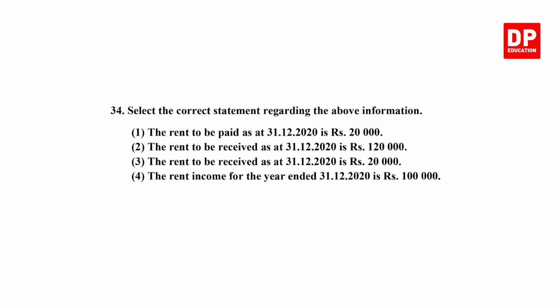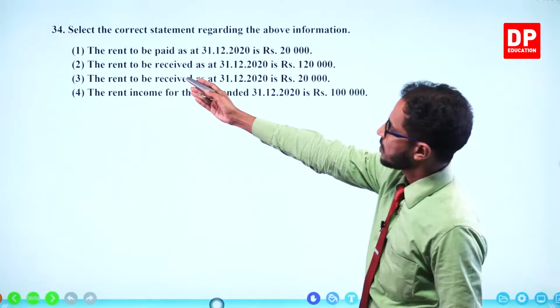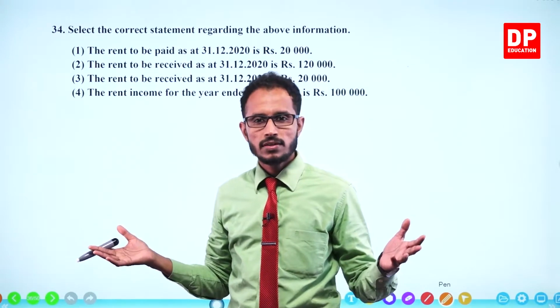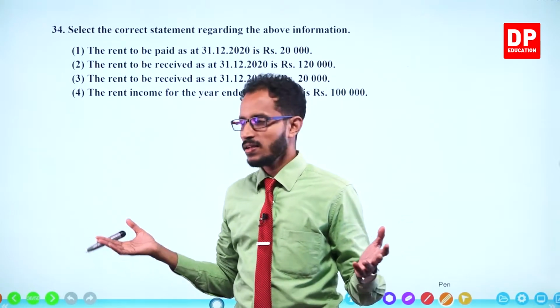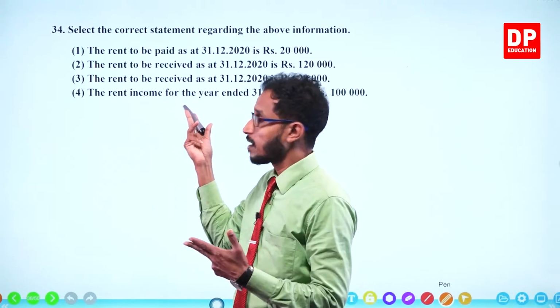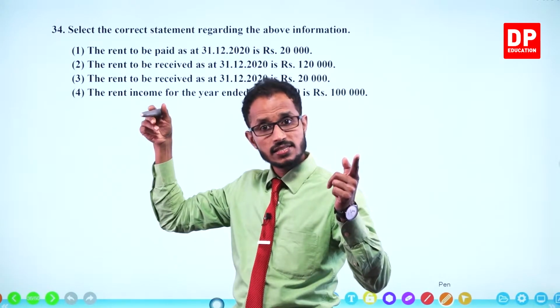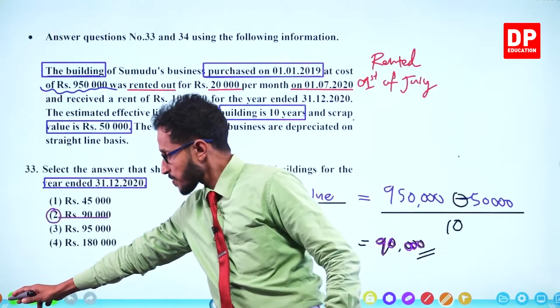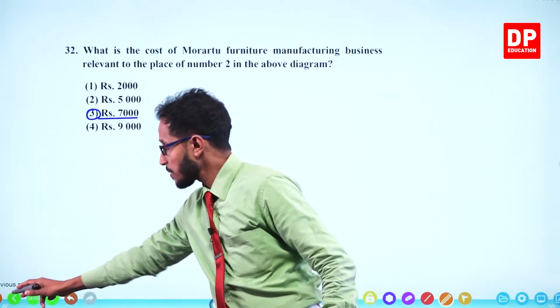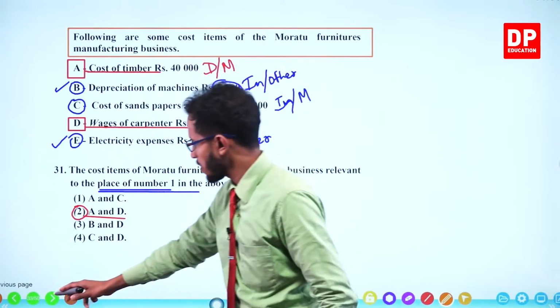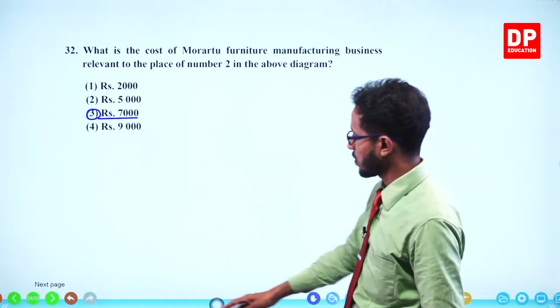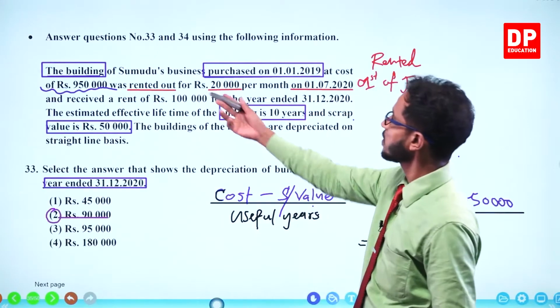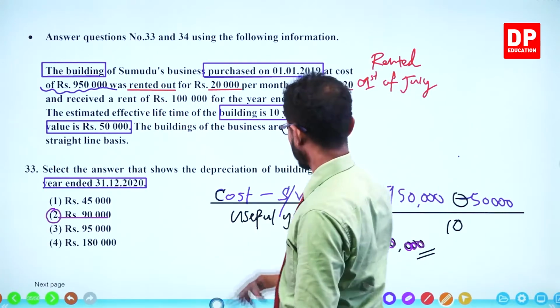34th question. Select the correct statement regarding the above information. Now there is an accrued thing. They have included some in the case. We marked some accrued expenses. I remember. Here, see, in red color I have marked.